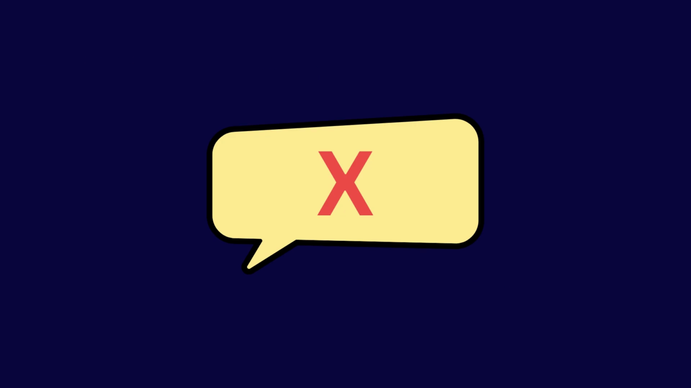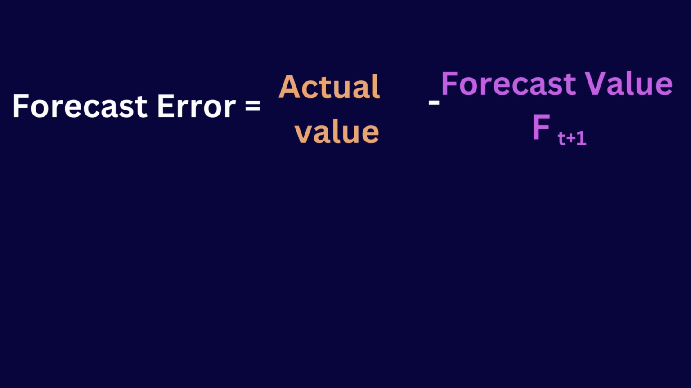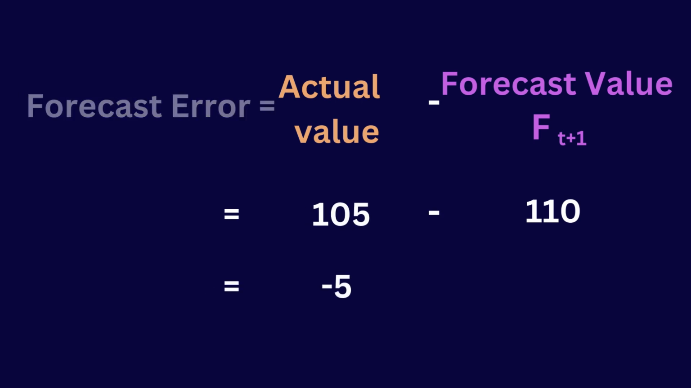Actually, we can't predict the future with 100% accuracy. And that's where forecast error comes in. Forecast error is the difference between what we predicted and what actually happens when the future unfolds. For example, if we forecasted Ft+1 to be 110 for next year, but when that year arrives, the actual value turned out to be 105. Our forecast error is the difference, that is 5 units.